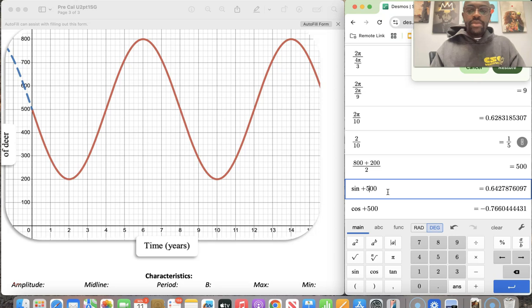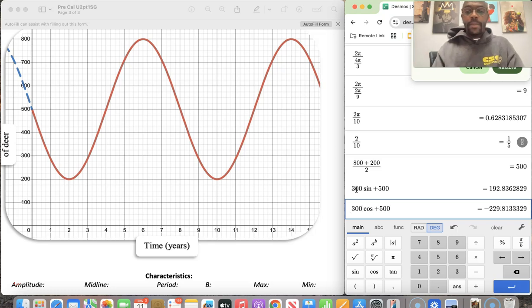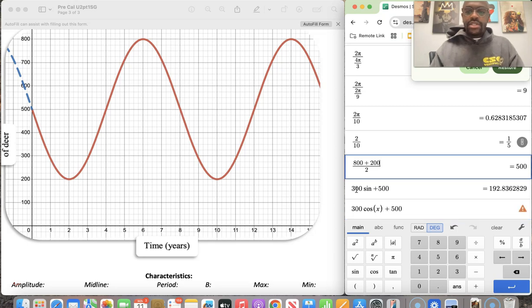And then on the front end goes my amplitude. If my maximum is 800, how far is 500 away from 800? 300. Or you can say how far is 500 away from 200? It's still 300. All right. So now let's put our parentheses x here and discuss our frequency and period.